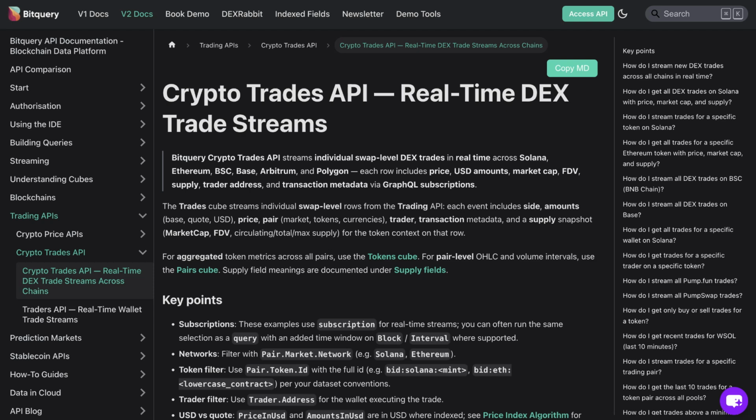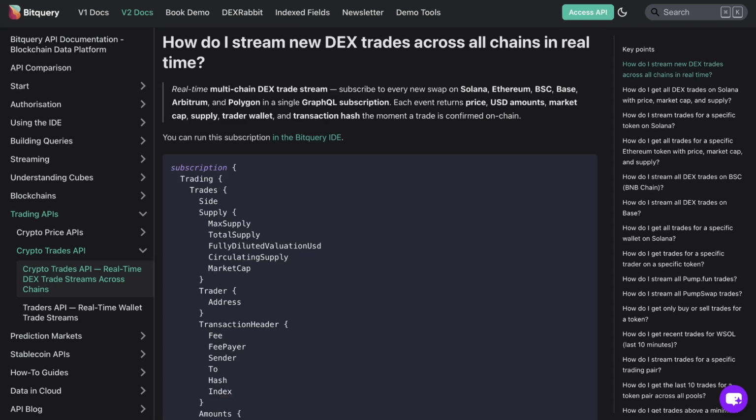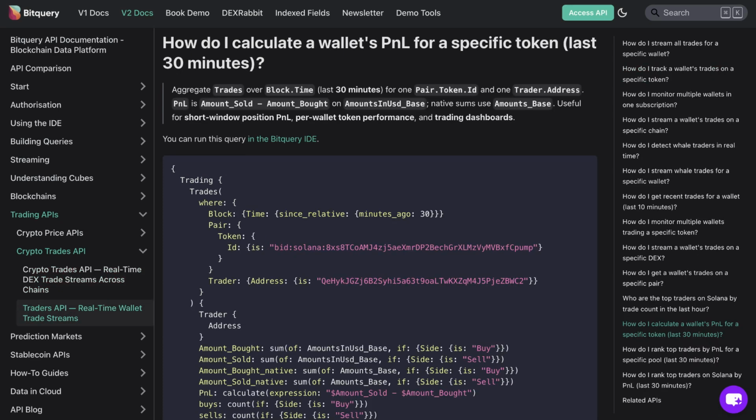Bitquery just introduced a new trade stream in Trading API, giving you real-time DEX trades across multiple blockchains in one unified API. Stream trades from Ethereum, Solana, BSC, Base, Arbitrum, Polygon, and more, all in a single subscription. Plus, you can aggregate this data to calculate trader PnL. Let's see how it works.